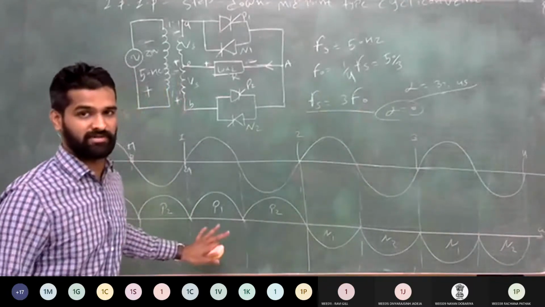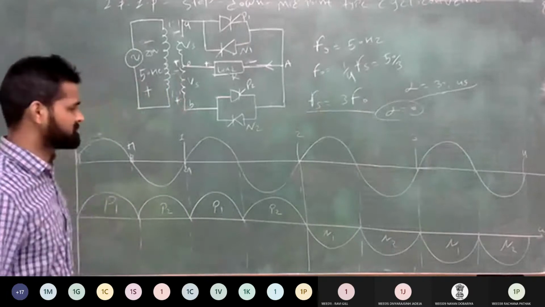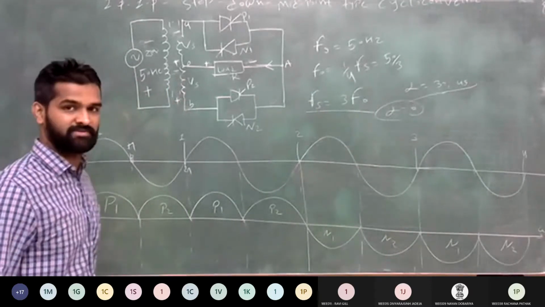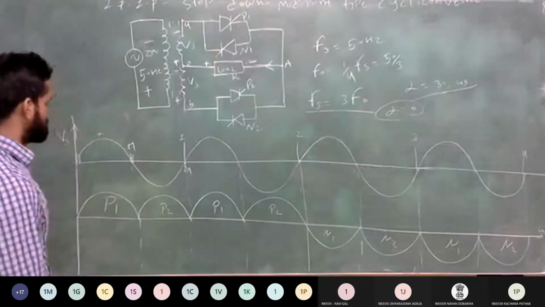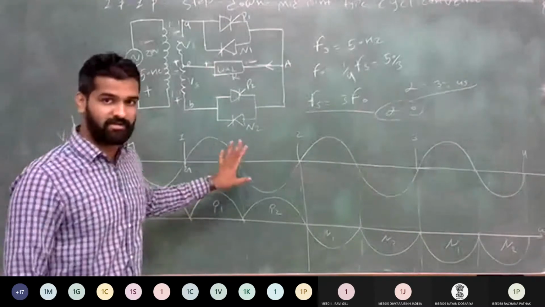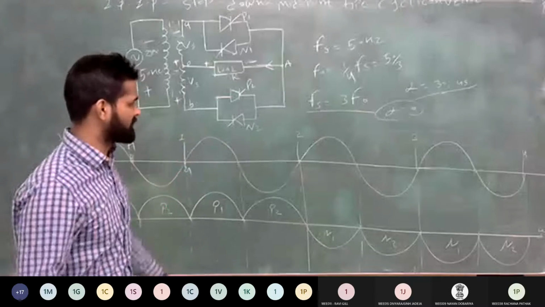So you can convert to any step down frequency. Is there any doubt in this one? Very well. I hope all of you have drawn this waveform. Clear? So I move to the next topic.